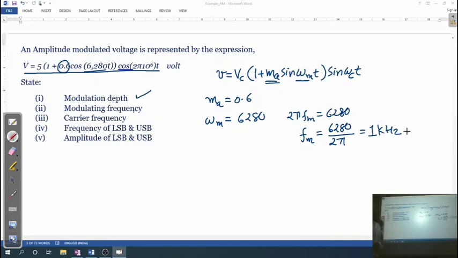So this is a very simple example. Then the carrier frequency. The carrier frequency is omega c.